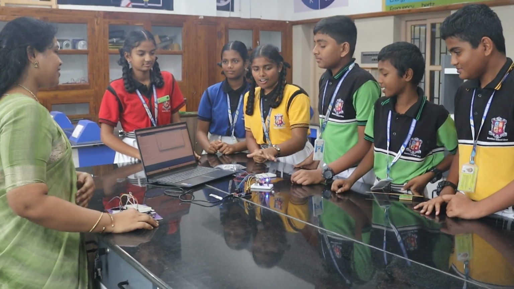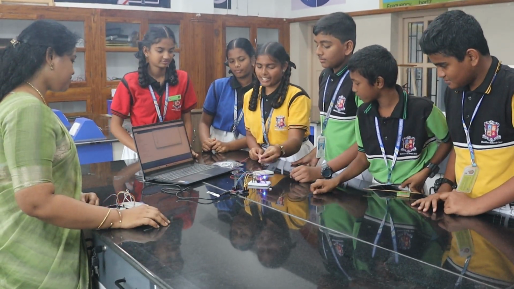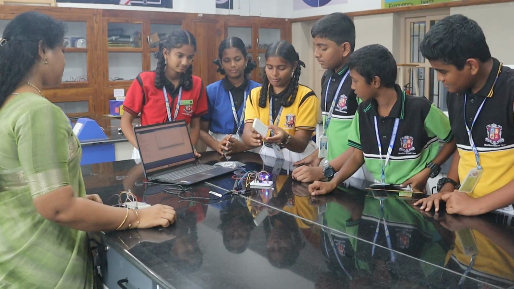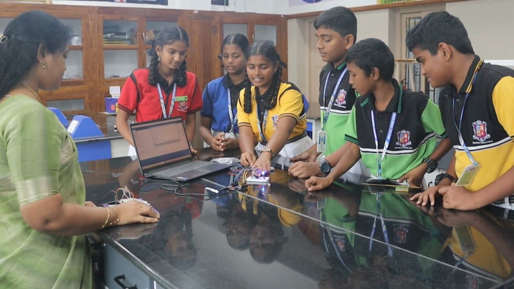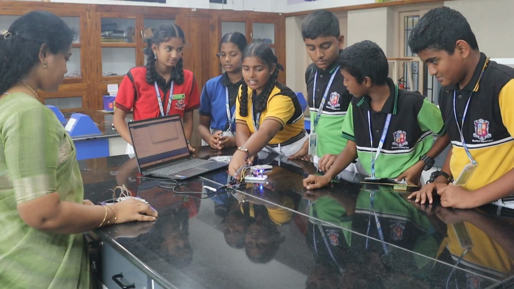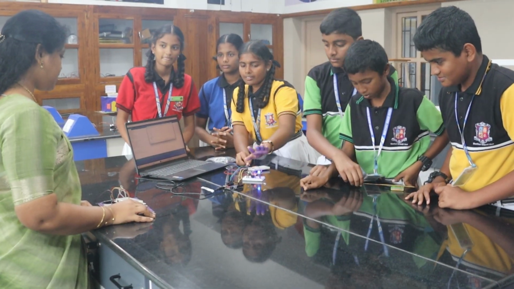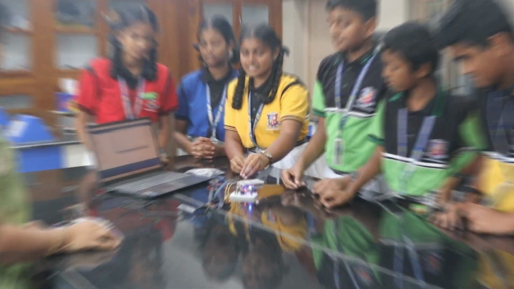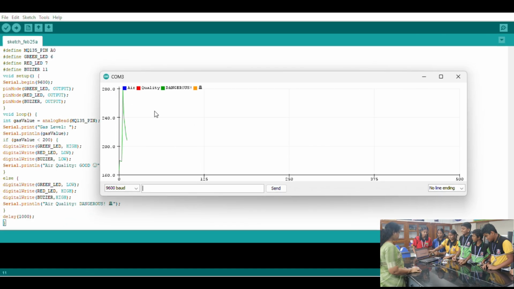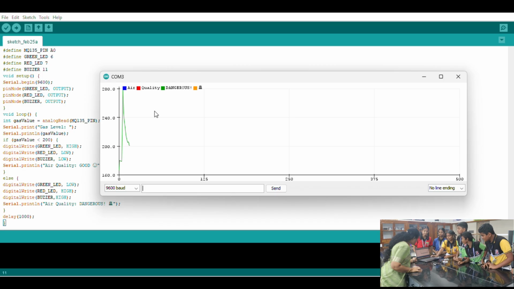Okay. Explain. The components we use are jumper cables, breadboard, buzzer, resistor, LED, sensor, and UNO. When smoke comes near the sensor, it will sense it and show the graph. This is the serial plotter.